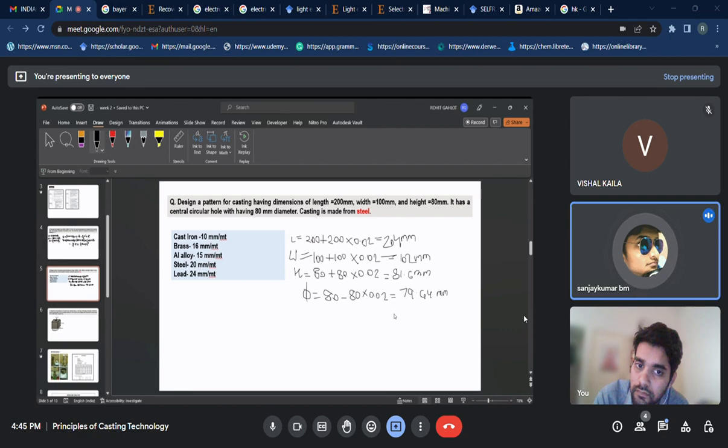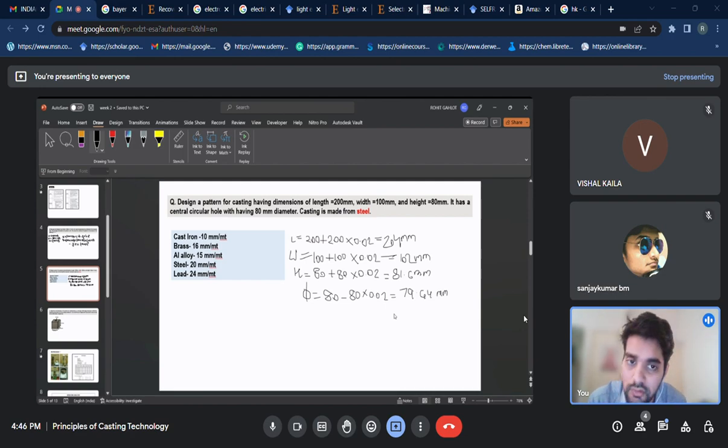So you mean to say when the molten metal is poured into the pattern, that is the center circular hole, when compared to the rectangular sides, the sides try to shrink, but this hole will try to expand. That is why we are taking it as negative. Yeah, that is what I'm saying.